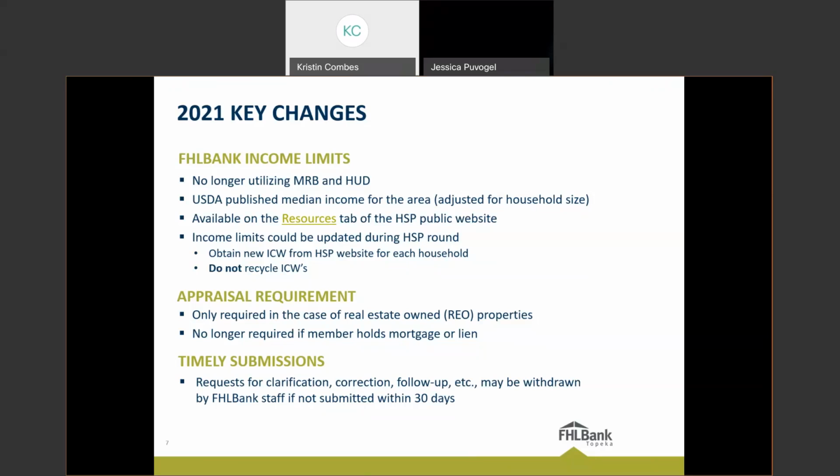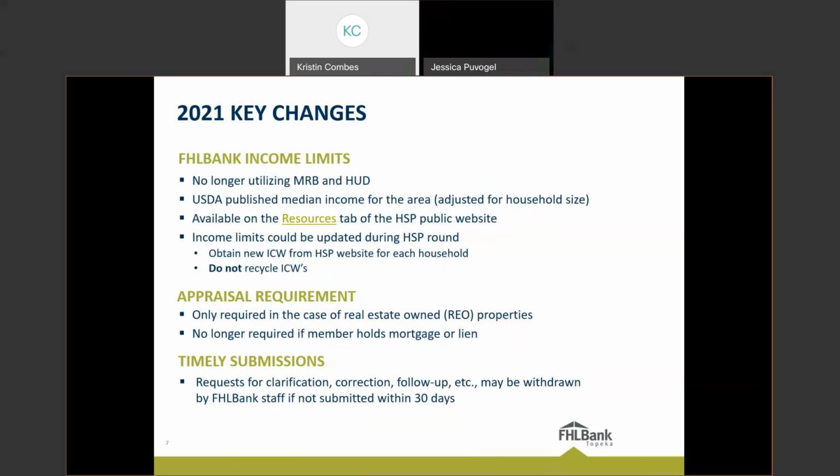Another change for 2021 is that an appraisal is only required in the case of real estate owned. For example, if your institution foreclosed on the property and are now selling it, but also financing the home and obtaining HSP grant funds for the home buyer, an appraisal is required to be provided at reservation submission. An appraisal is no longer required if your institution simply holds the mortgage or lien.